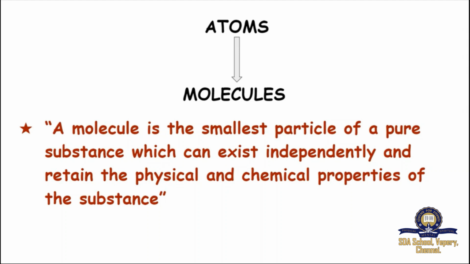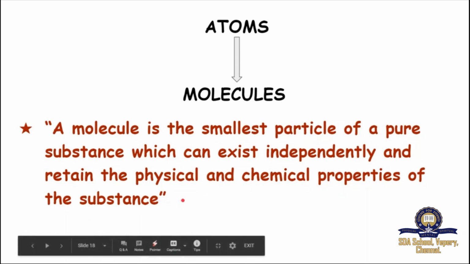Likewise, these atoms also combine. Similar atoms can combine or different atoms can combine. When they combine, they form molecules. So, the combination of atoms, similar atoms or dissimilar atoms, gives us molecules. A molecule is the smallest particle of a pure substance which can exist independently, and they retain the physical and chemical properties of the substances.